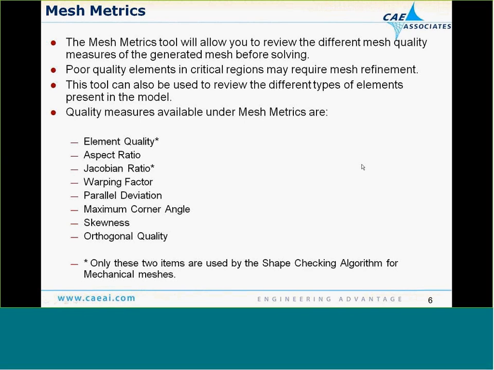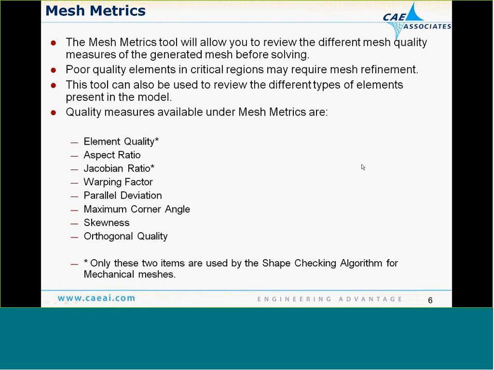Things that are available are element quality, a general measure of the ratio of the element volume to the average element edge length cubed; aspect ratio, the size of an element to its length; Jacobian ratio, warping factor, parallel deviation, maximum corner angle, skewness, and orthogonal quality. Of all these measures available in the mesh metrics, only the two starred ones, element quality and Jacobian ratio, are actually used by the mesher to check whether the mesh is acceptable or not.